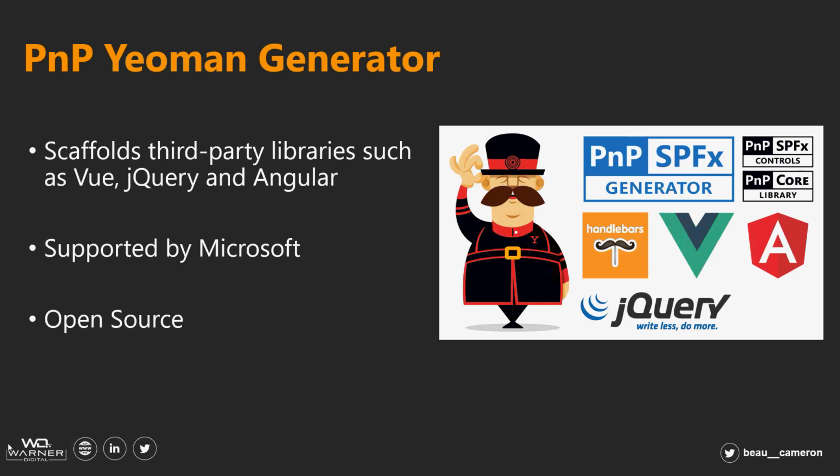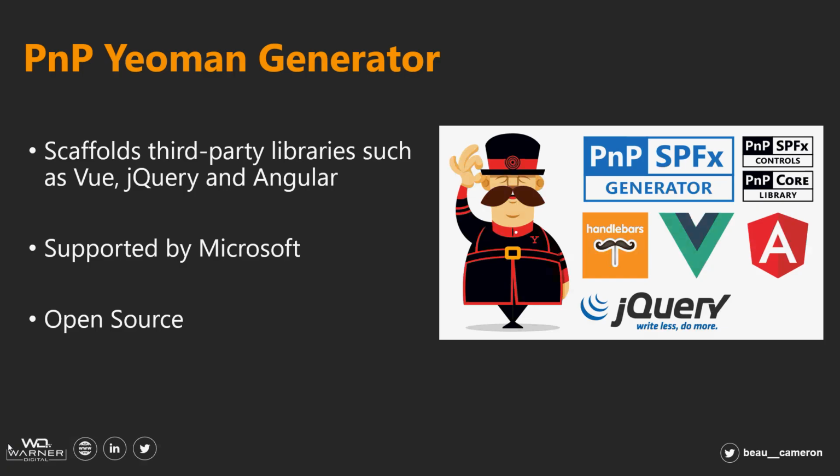PnP Yeoman Generator. So when you're creating new web parts, usually the documentation shows you to go use the Yeoman generator, the SharePoint Yeoman generator. This is built on top of the out-of-the-box Yeoman generator. The PnP Yeoman generator uses the actual Yeoman generator behind the scenes from Microsoft, but gives you access to a lot more that is included. So when you go scaffold out a new web part or an extension, you're really only given no JavaScript framework, Angular and React, I think, or maybe handlebars or something like that. I forget what all is included. Actually, I don't think it's handlebars.